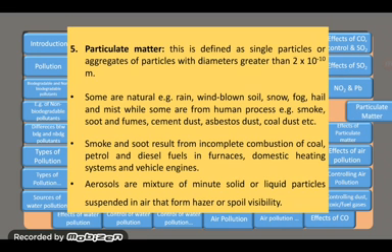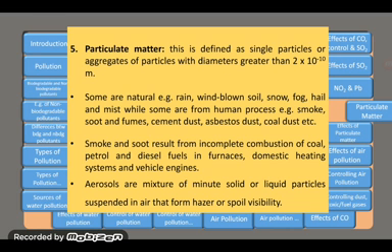Now, another one, apart from lead, is particulate matter. This is defined as single particles or aggregates of particles with diameters greater than 2 × 10⁻¹⁰ meter present in the atmosphere. If we have been to a quarry area where they deal with rocks and turn them to sand, you see some kind of particles present in the atmosphere that could lead to serious problems. And if we have been to the northern part, whenever they have a wild wind, you know what happens. Most of them go blind as a result of all these particles entering their eyes.